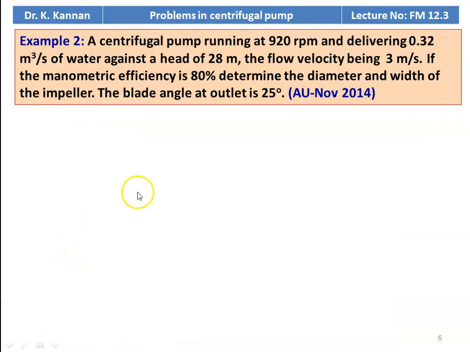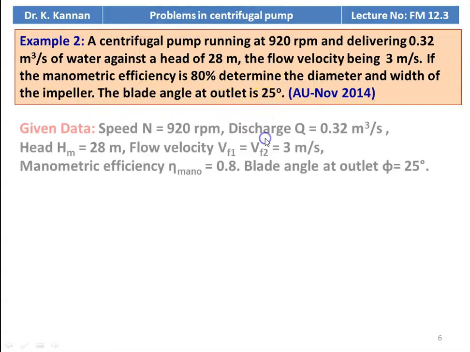Problem number 2, example number 2 from the November 2014 question paper again. A centrifugal pump running at 920 rpm and delivering 0.32 meter cube per second of water against a head of 28 meter. The flow velocity being 3 meters per second, if the manometric efficiency is 80%, determine the diameter and the width of the impeller. Blade angle at outlet is 25 degrees.